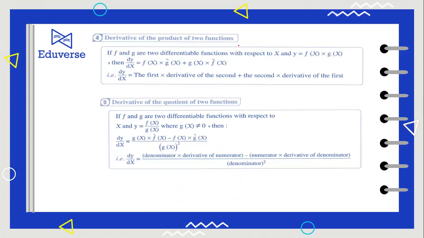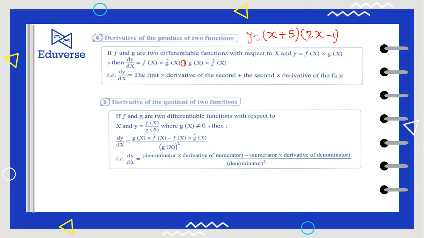Derivative of the product of two functions. If I have a product of two functions, like two brackets, y equal x plus 5 multiplied by 2x minus 1. It's a product of two functions. How can I find the derivative of it? For any one of them I can take the derivative, and the other stays as it is, and then add and switch.